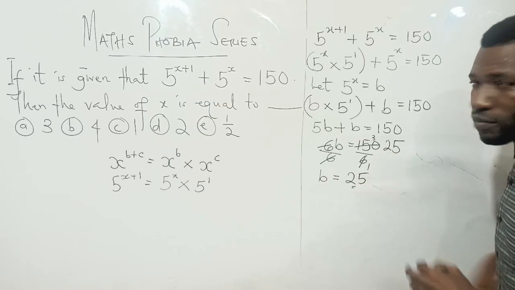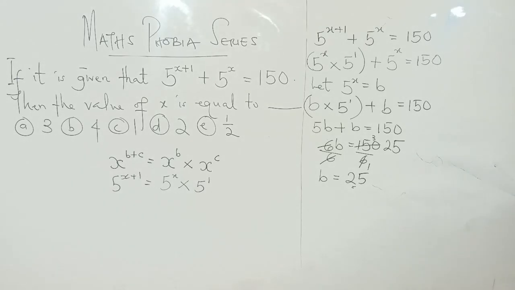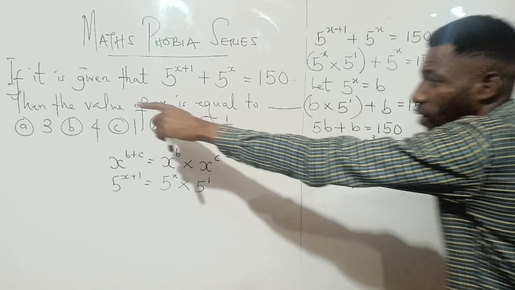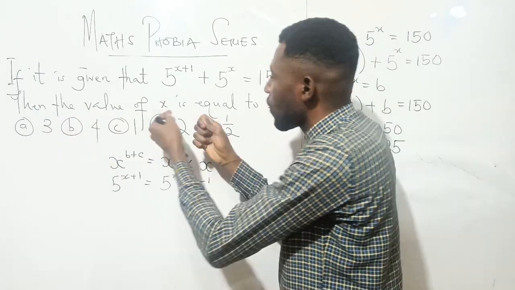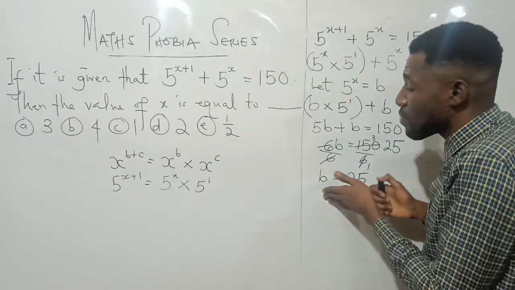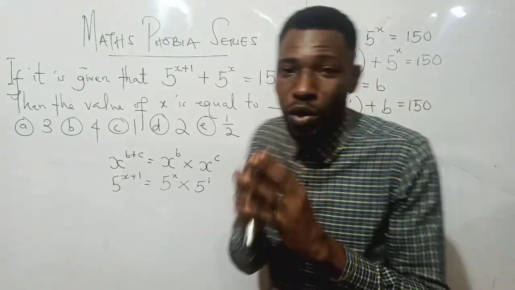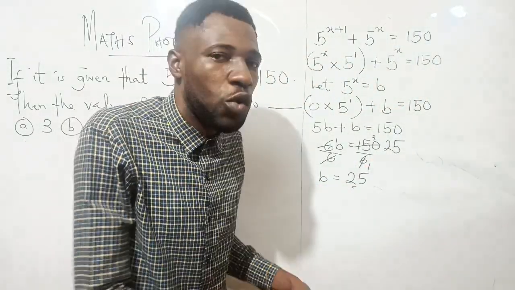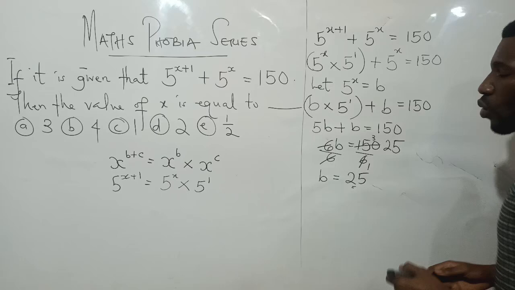But we don't stop here. Why didn't we stop here? Our question says we should find x. Look at the question: then the value of x is equal to what? Our question did not say we should find b. It specifically asked us to find x. So we have to return b to what it was.